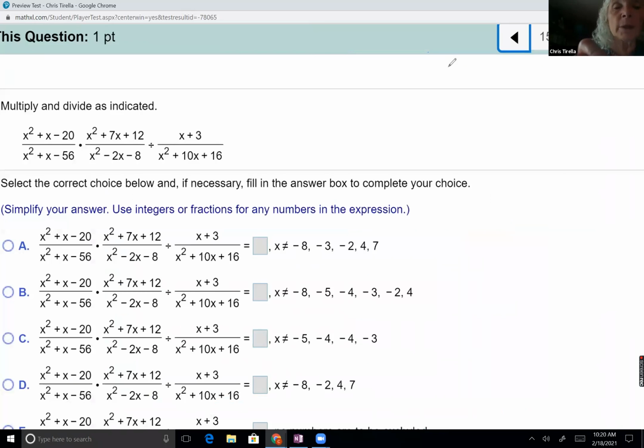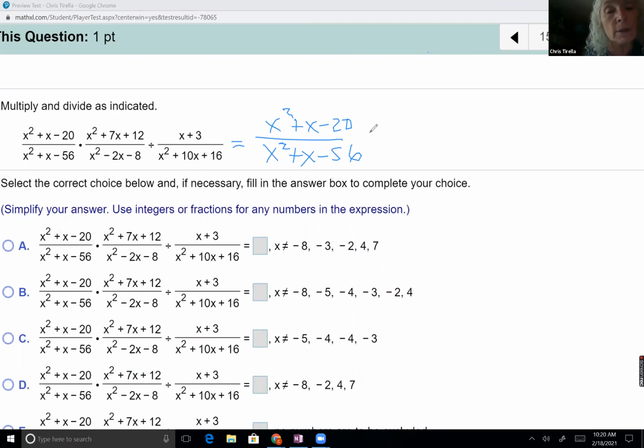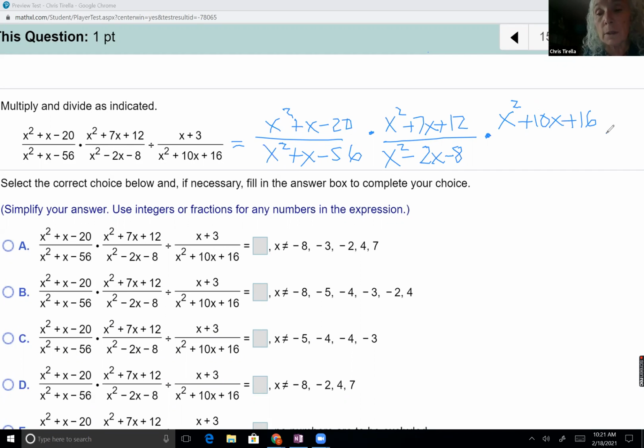Multiply and divide as needed. So does everybody remember, in order to divide, we have to take the reciprocal of this one and make this bigger. So that's going to become the first fraction, x squared plus x minus 20 over x squared plus x minus 56, times x squared plus 7x plus 12 over x squared minus 2x minus 8. And then we're going to change that, multiply by the x squared plus 10x plus 16 over x plus 3. With me so far?